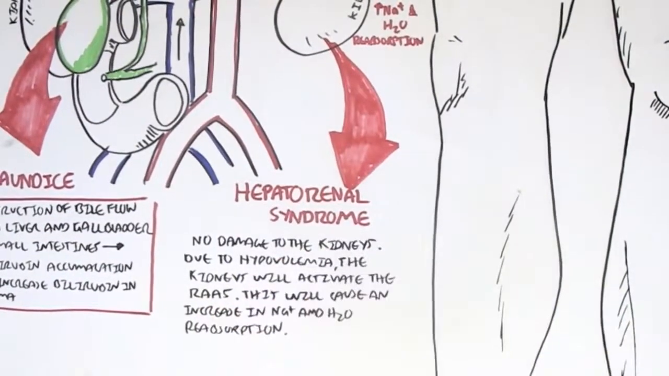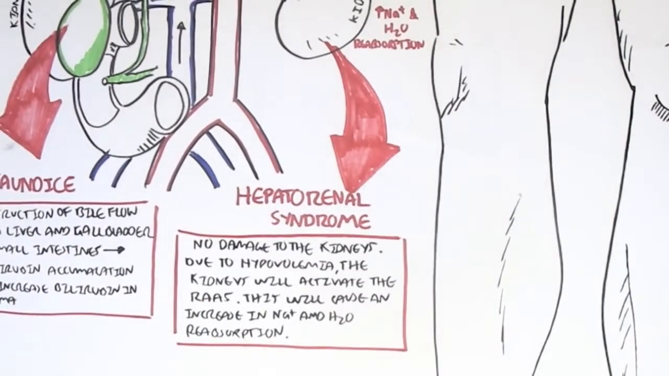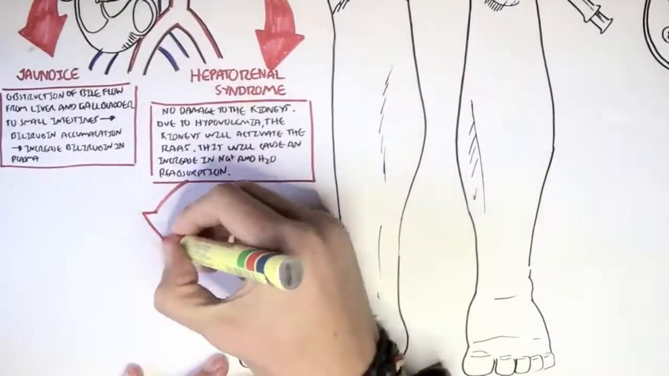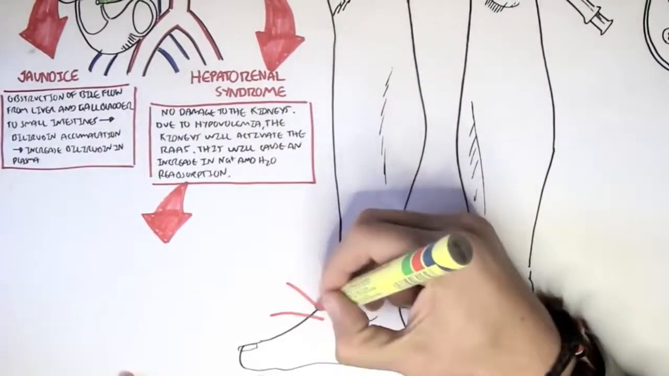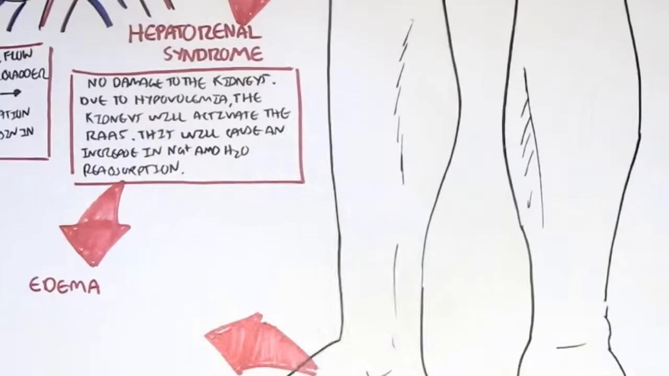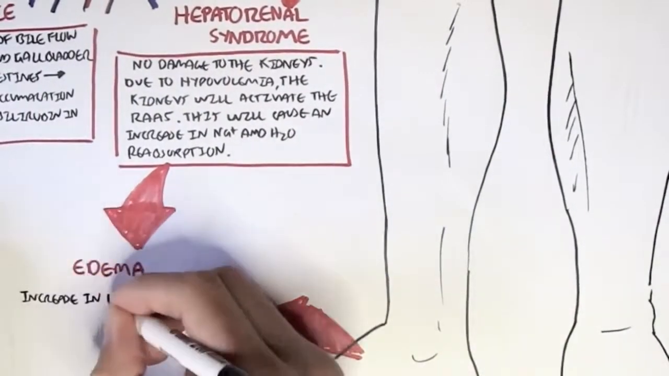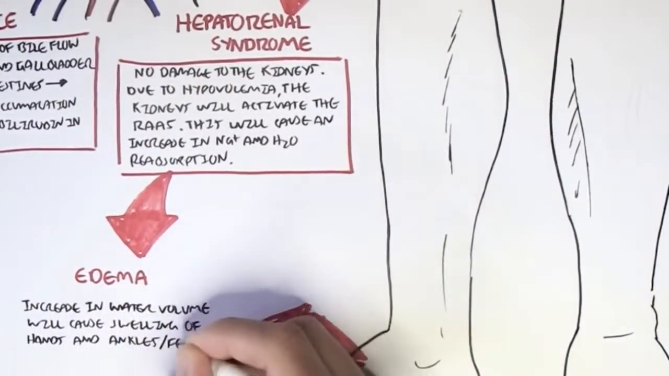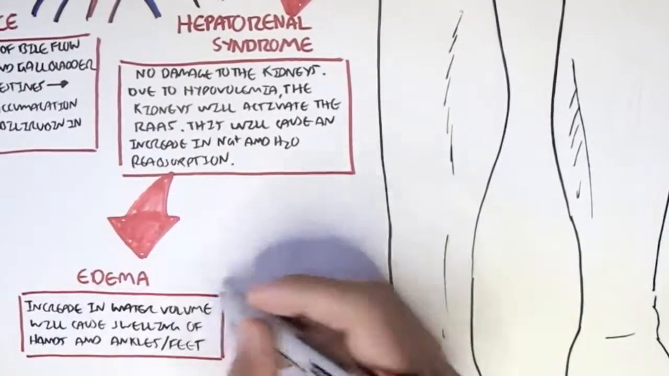But the thing is, we don't really need any more water and sodium because we already have heaps. It's just that the water and sodium are in the abdominal cavity or just aren't flowing through the liver properly. This will then lead to more complications such as edema. The increase in water volume will cause swelling of the hands and ankles, the feet. I hope that made sense.